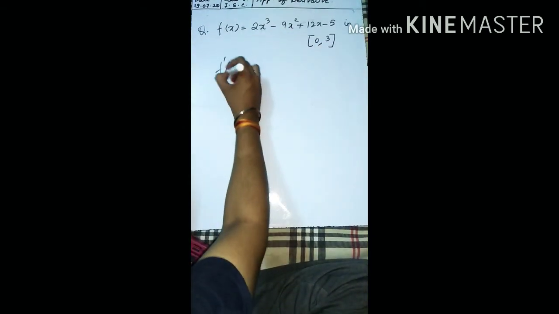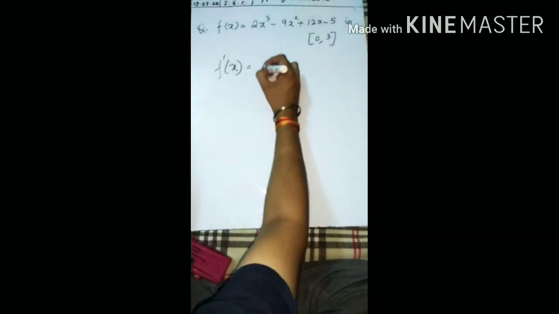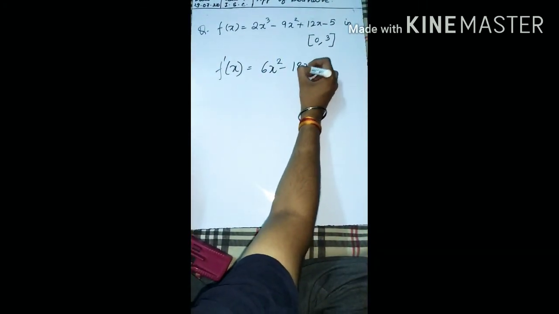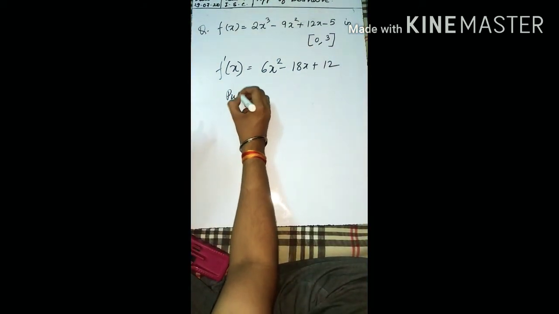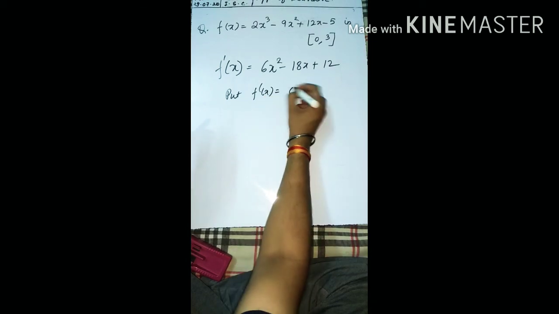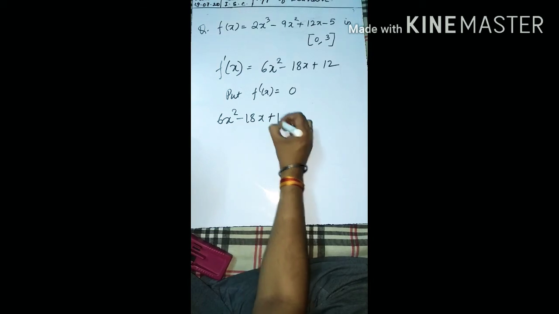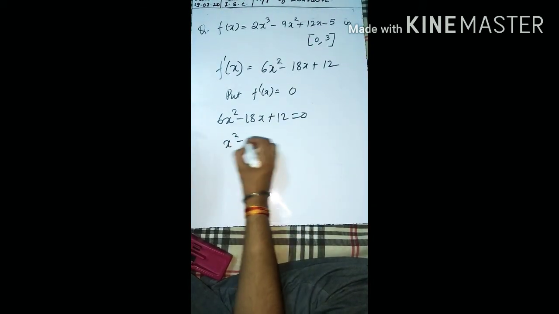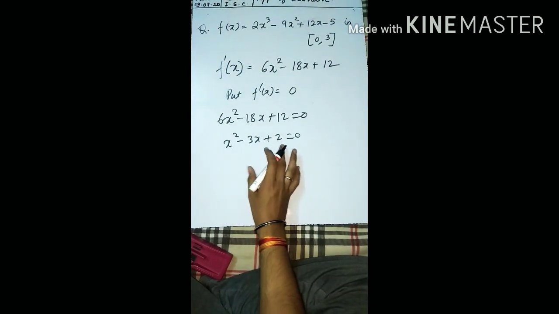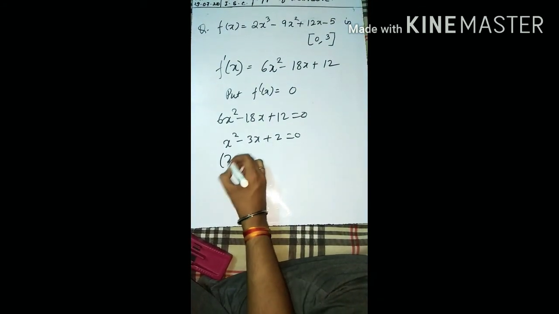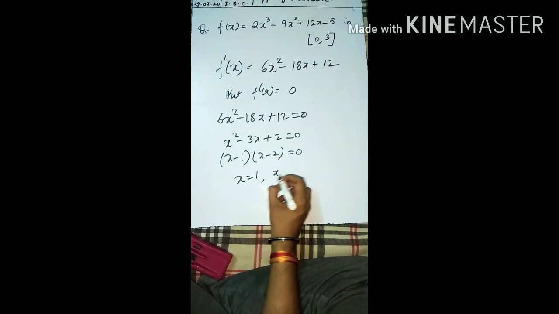What is the first working rule? Find f dash x. What will be the f dash x? 6x square minus 18x plus 12. Put f dash x equal to 0 to get the critical point or turning point. So 6x square minus 18x plus 12 equal to 0. Take 6 common: x square minus 3x plus 2 equal to 0. I'm directly giving you the factors: x minus 1 and x minus 2. So from here you got x equal to 1 and x equal to 2.